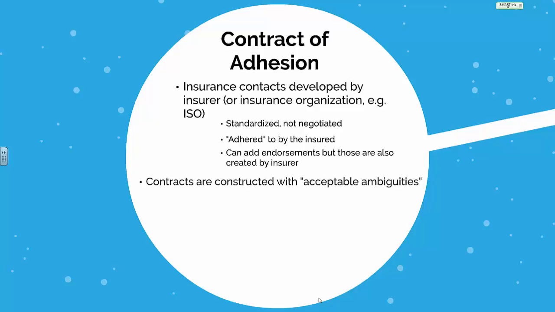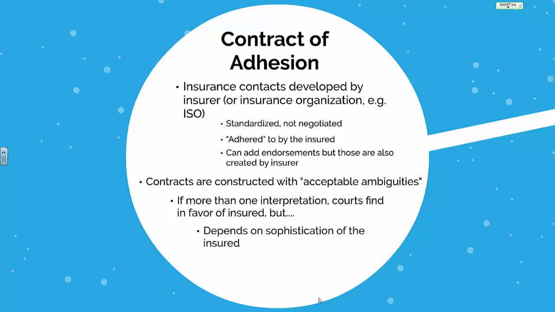When insurance companies construct a contract, they are constructed with acceptable ambiguities. It is almost impossible to write a contract that doesn't have some ambiguity or something that is unclear. If more than one interpretation can be found in a contract, courts will find in favor of the insured. This is because the insurer has the opportunity to make sure there are only some acceptable ambiguities in the contract, but it depends on the sophistication of the insured.